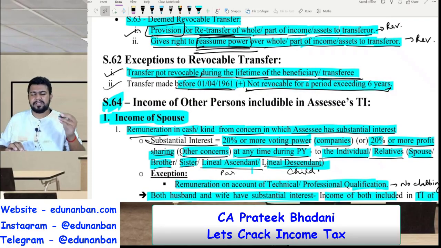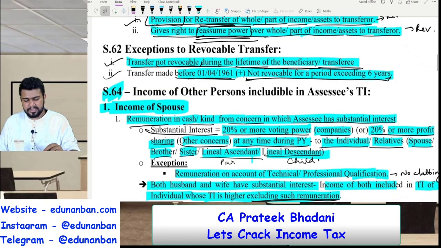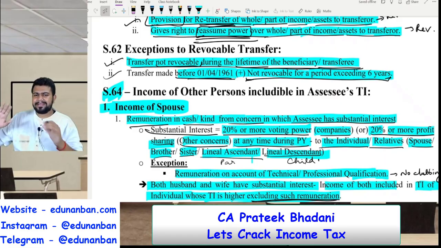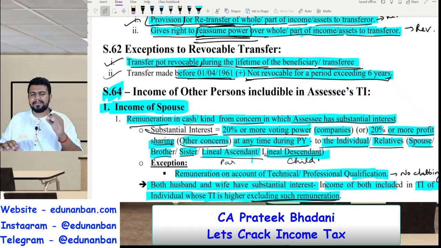Now there are two cases where even if it is a revocable transfer, it will be considered as irrevocable for the purpose of the Income Tax Act. What are they? Number one, the transfer is not revocable during the lifetime of the beneficiary or the transferee. For example, I am transferring my asset to my brother and I tell him that till you die you can keep this asset with yourself. After your death this asset will come back to me. This is a revocable transfer, correct? However, in the Income Tax Act, such transfers are called irrevocable transfer because during the lifetime of the beneficiary, they can keep the asset with themselves.